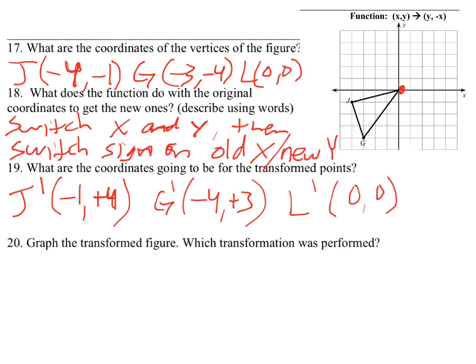L is going to be in the same spot, so there's L prime. J prime is going to be at negative 1, positive 4. So there's my J prime. And then G prime is going to be at negative 4, positive 3. So there's G prime. Got that all together. Ta-da! And we have our figure graphed. And that is a rotation. So that's actually a 90-degree clockwise rotation.